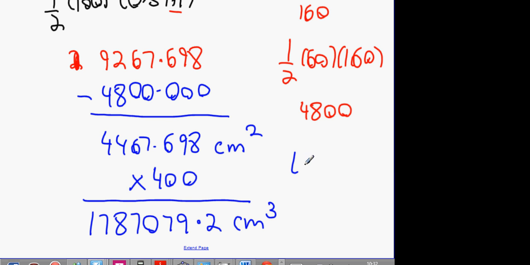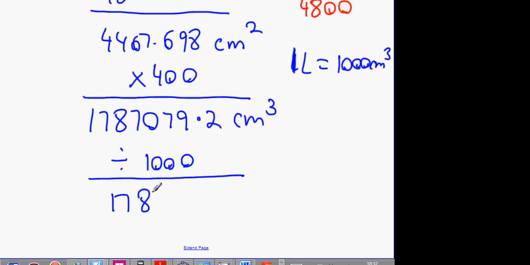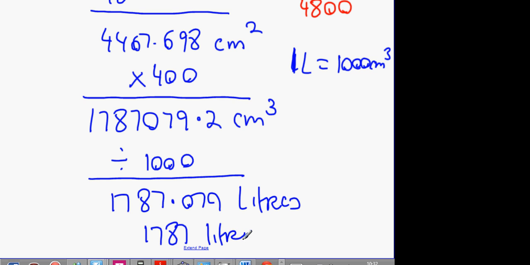Now, how many centimeters cubed in 1 liter? 1 liter equals 1,000 centimeters cubed. So therefore, divide that number by 1,000 to change it back into liters. 1787.0792 liters. So round it off to the nearest liter. 1787 liters. Is that the answer in the back of the book? 1789 in the back of the book. Okay, so more than likely.